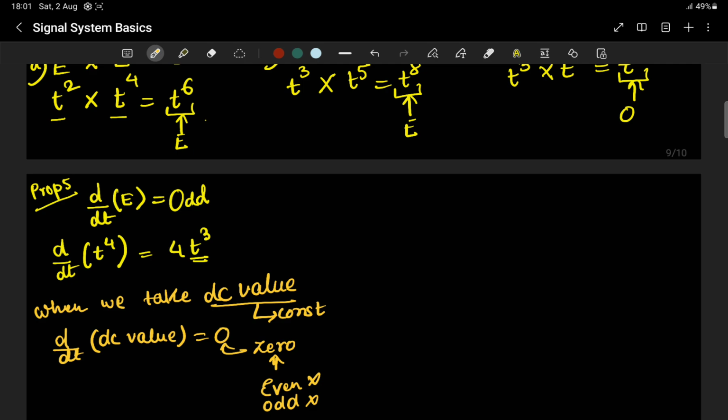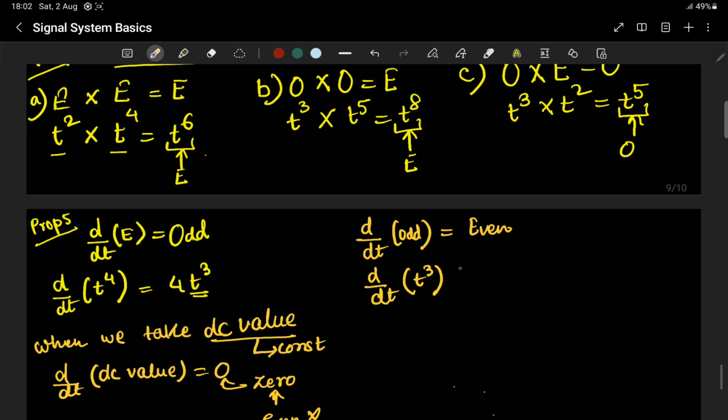In the same way, we are doing d by dt of any odd signal. Do we get even? I think yes. I hope you cracked it. D by dt of t to the power 3 gives 3t square, and this t square is obviously going to be an even signal. I hope it is clear and there are no doubts with the DC value.